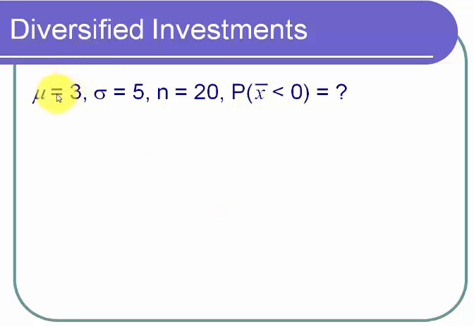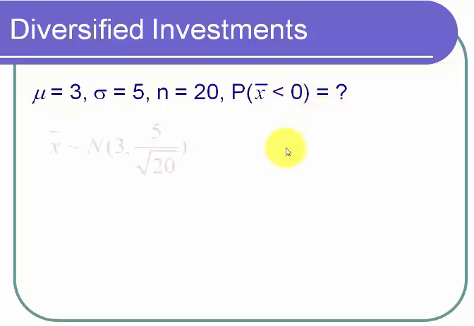So in particular, our mean was 3. I'm going to call it 3 instead of 0.03. That will work as long as you use percents as units instead of decimals. So 3 for mu. Sigma was 5%, so 5. N was 20. And x bar is less than 0. We want to find out the probability that x bar is less than 0 because you lose money if you end up with a negative return.